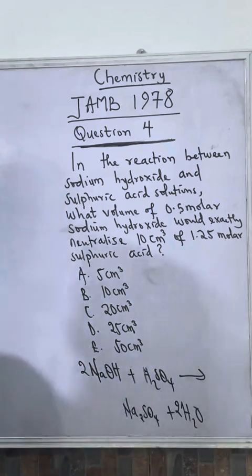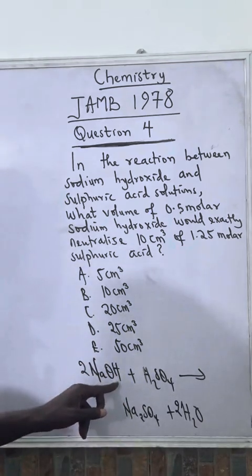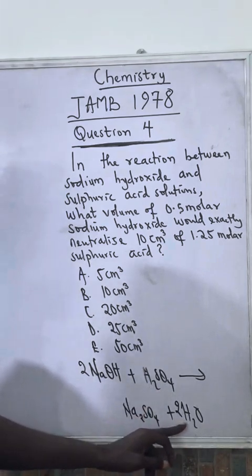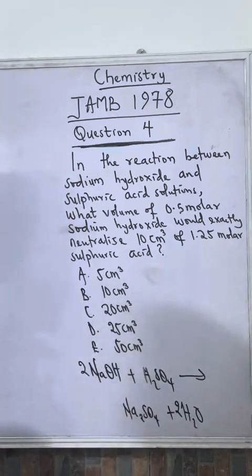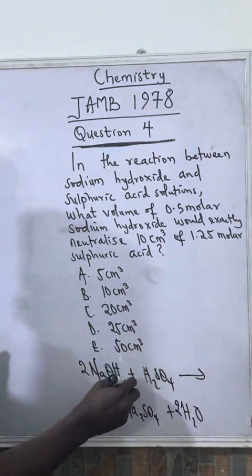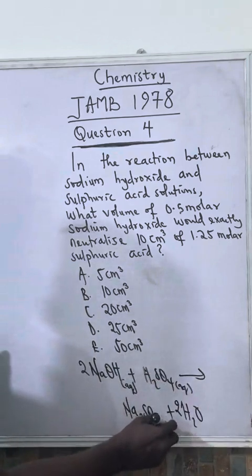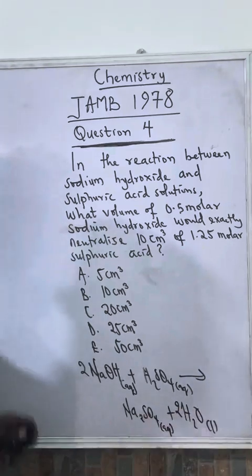So oxygen is balanced. What about the hydrogen? We have 2 hydrogens here and 2 hydrogen atoms here, making 4. At the product side, we have 4. This is balanced. This is aqueous, this is another aqueous solution, while this is a liquid.